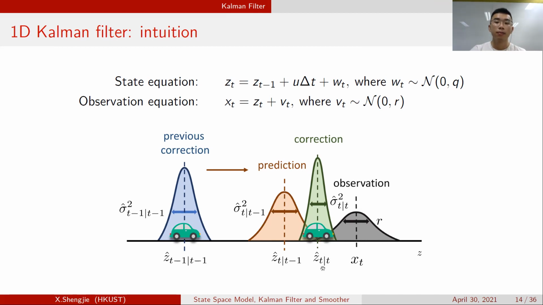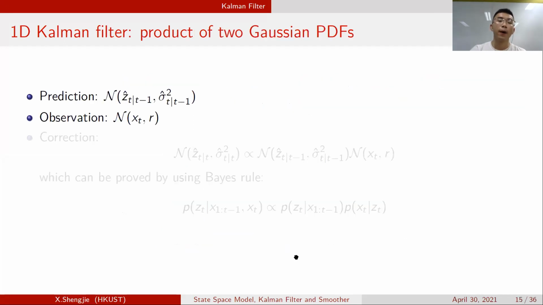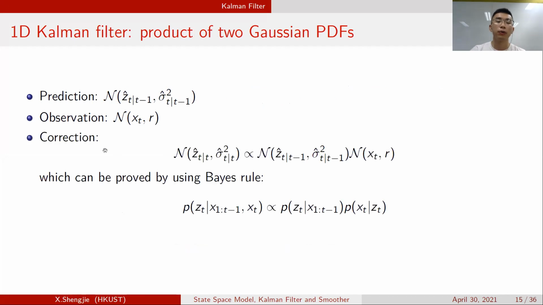The problem, as you can see, is that this one's variance, or its uncertainty, is defined as this, and for the observation, we have the observation noise defined as R. So the problem is how we do the correction to find out the real position. Intuitively, with these two Gaussians, we do the correction by simply multiplying these two Gaussian PDFs, or Gaussian functions, together.